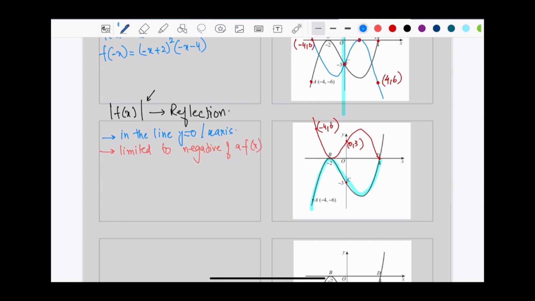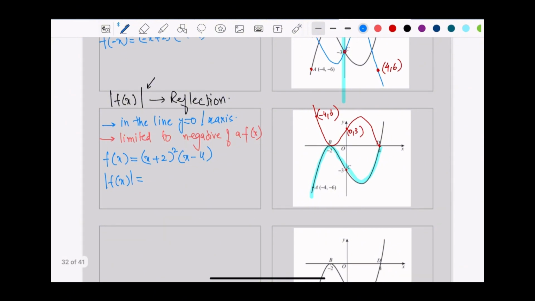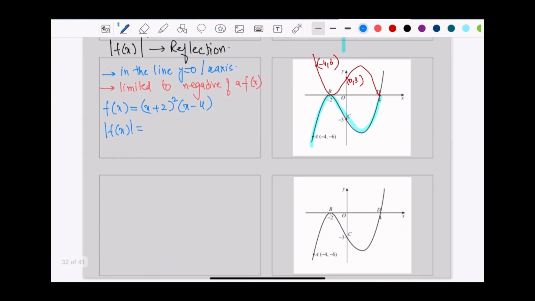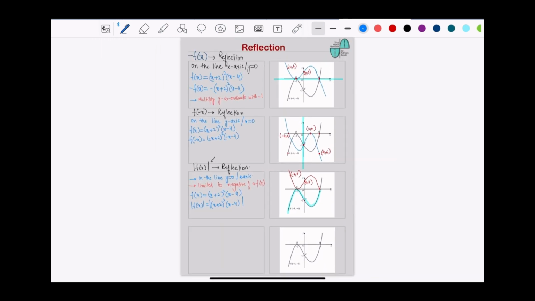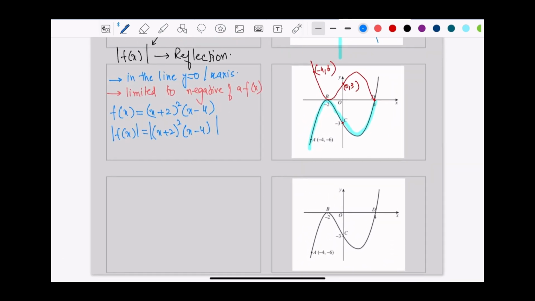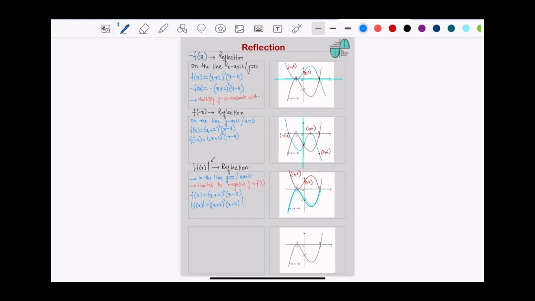You just have to write f of x, which was x plus 2 whole squared times x minus 4. So this will become the modulus of x plus 2 whole squared times x minus 4. That's it. So this is all about reflection.